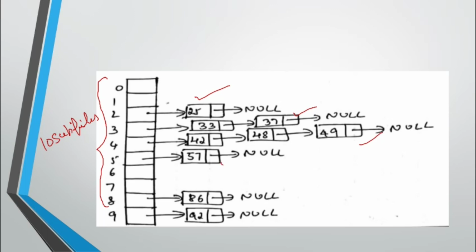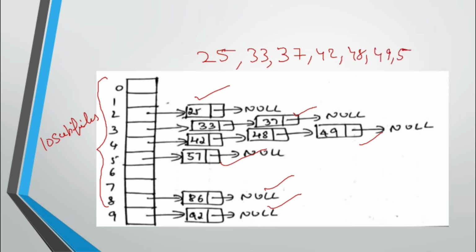Then this is 57, that is 5. Then 6, 7, 1, 0, you don't have anything. 8, you have 86. Then 9, you have 92. Now you have to read this in order, students, that is 25 from top to bottom. Same thing we have done in radix sort also, here also the same way. 42, 48, 49, 57, 86 and 92, right, in order. So that is your sorted sequence.